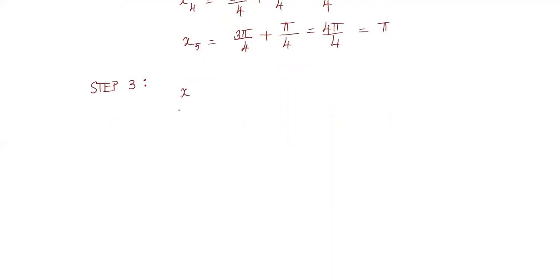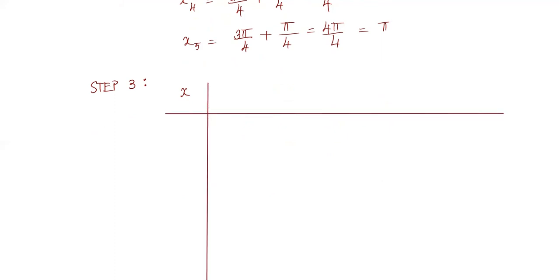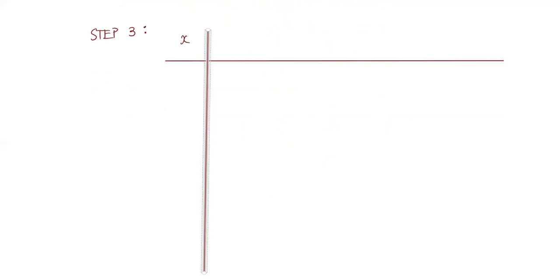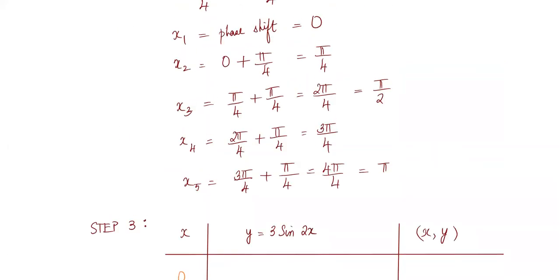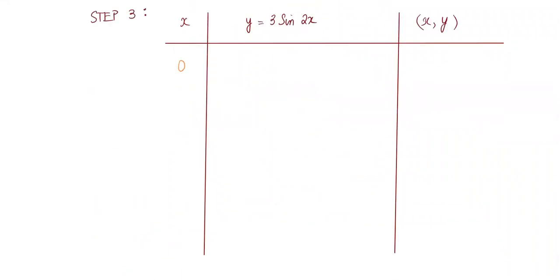Mark the X. And I write my y here as 3, what was it, 3 sine 2x. And this will be the x comma y column. Okay. So we got these points. This time for the computation, I'm going to use the reduced version. So 0, pi over 4, pi over 2. So let's do that.